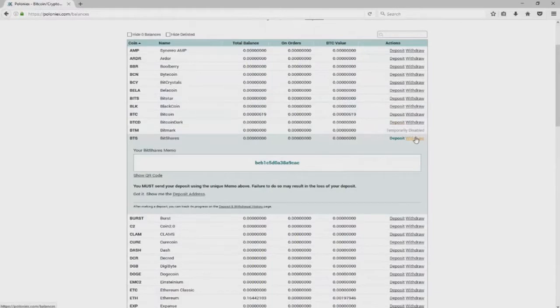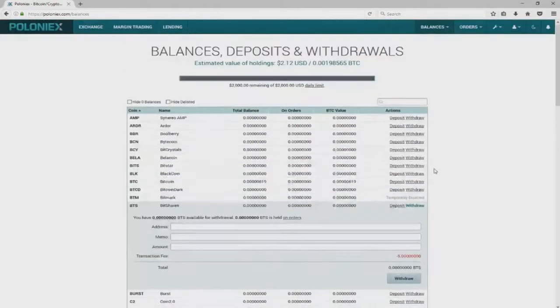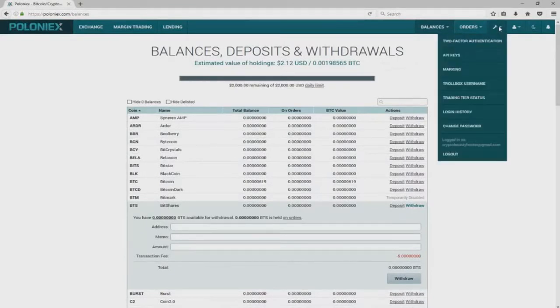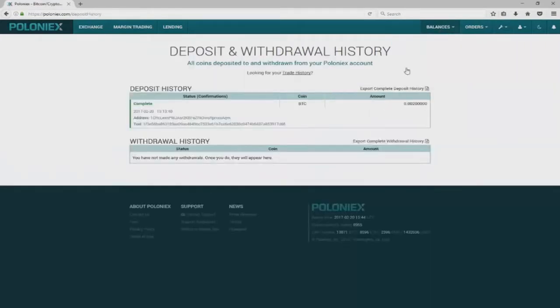I have to put in the address. In this case, there's a memo that comes with the address, the amount, withdrawal. Then it'll send you a verification email and also ask for your two-factor authentication. And that's important. You want to make sure that you do that. And then you can also look at your history. So it shows the deposit withdrawal history.